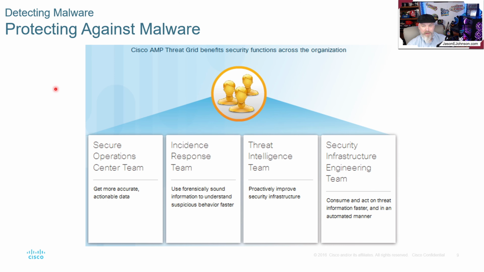So how do we protect against malware? The Cisco AMP Threat Grid benefits security functions across the organization. You want to make sure that you have a security operations center team, that they have accurate, actionable data. You have an incident response team, and now these may be the same people, by the way. You may have people filling these same roles. In larger organizations, you're going to have multiple people. You may have one person doing all of these roles, but you need to have these. These are recommended by Cisco as far as security. They use forensically sound information to understand suspicious behavior. The threat intelligence team proactively improves security infrastructure, and the security infrastructure engineering team acts on threat information faster and in an automated manner.